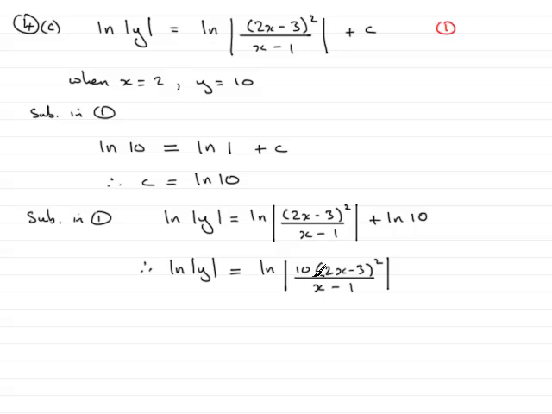We therefore have that. So I've got down to 2 terms, natural log on both sides, so all I've got to do now is anti-log this, that is remove the logs, and so I'm just left with y equals 10 times (2x − 3)² over (x − 1). And we're asked to give y as a function of x. So that brings us to the end of question 4.